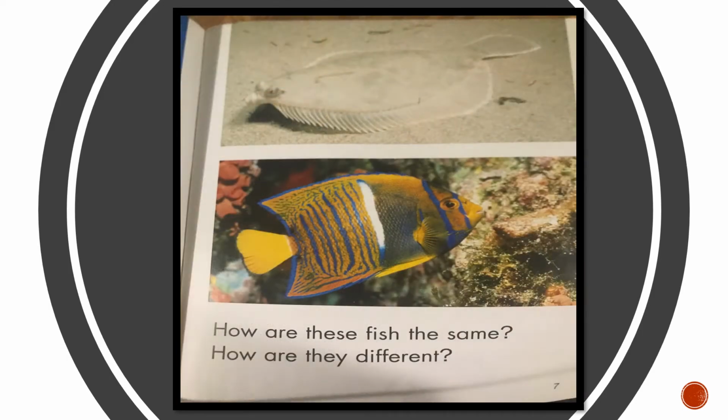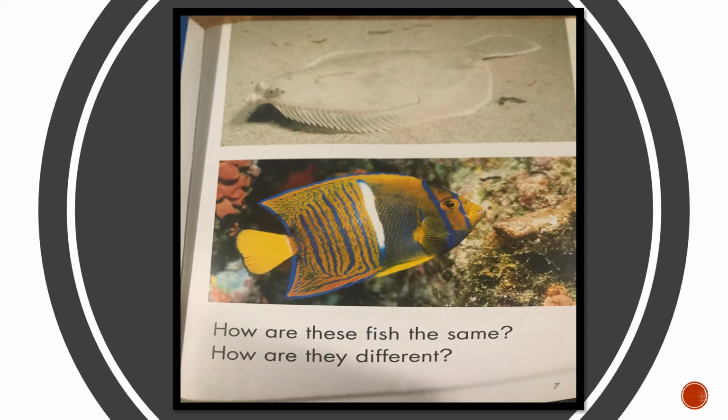Turn over to page 7. Oh, look at these two fish. How are these fish the same? Well, I guess because they're both fish. They both have eyes. They both have a tail. They both have a mouth. But how are they different? I bet that one's easier for us to find.